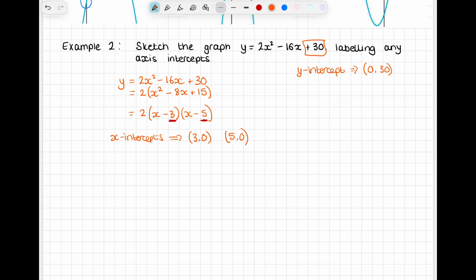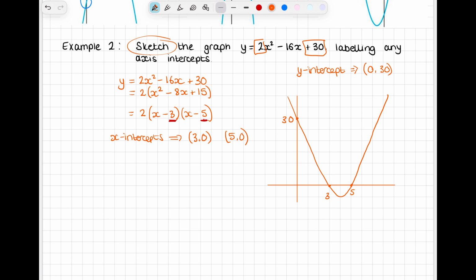It is a positive a value out the front, which means it is going to be a happy face parabola, and then we have enough information to be able to sketch. So if we just draw up some axes, it doesn't have to be perfect. It said sketch in the question, which means it just needs to be a sketch. We know our y-intercept has to be at 30, and then our x-intercepts at 3 and 5, and draw the best parabola we can with the information we've been given.